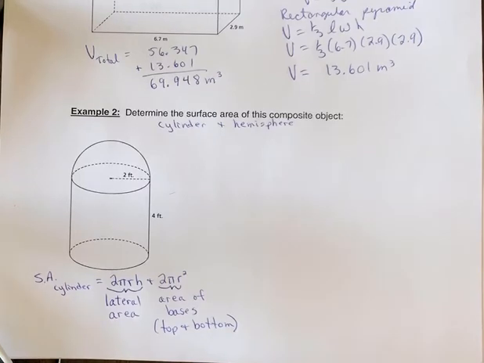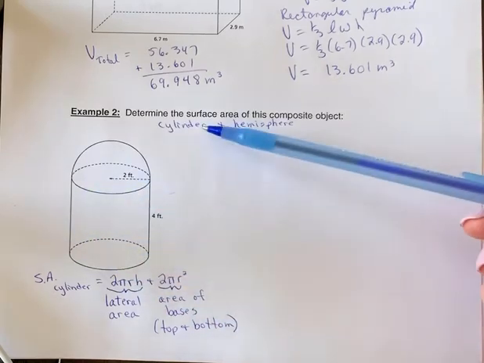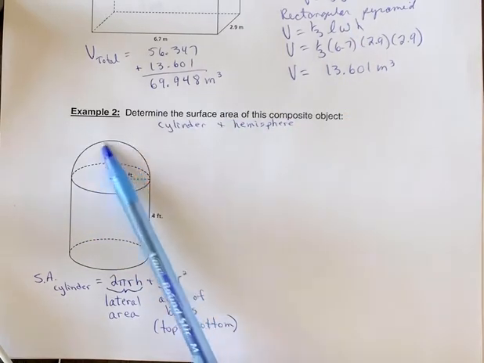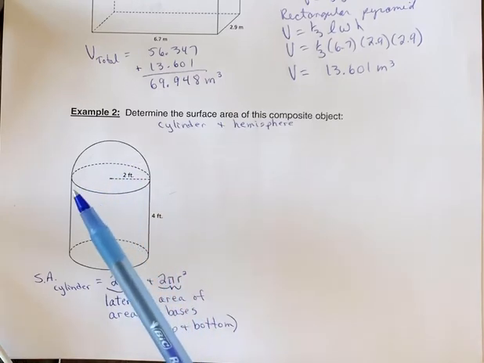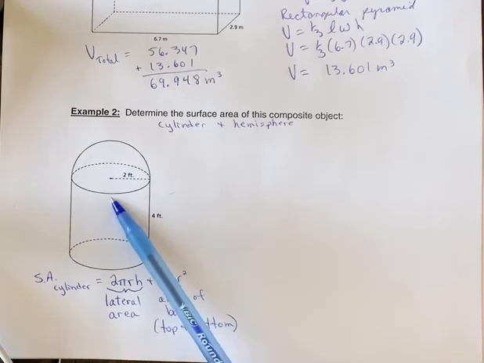Determine the surface area of this composite object. So if we look at this object, we see we have a cylinder on the bottom. So I wrote down cylinder here, and we have a hemisphere sitting on top. Now when I'm referring to the surface area, think about if you were to paint this object. So what part of the area or the shape are you painting?